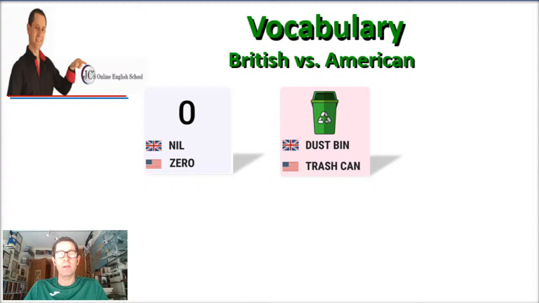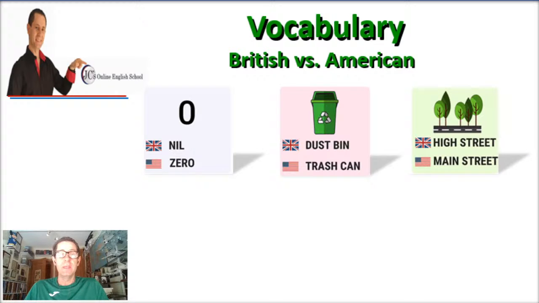Now, for the next one, there are also two ways you can say it. You can use the British, which is dustbin, or you can use the American, which is trash can. So once again, British is dustbin, you pronounce it with an A, not with a U, dustbin, and Americans use the words trash can.